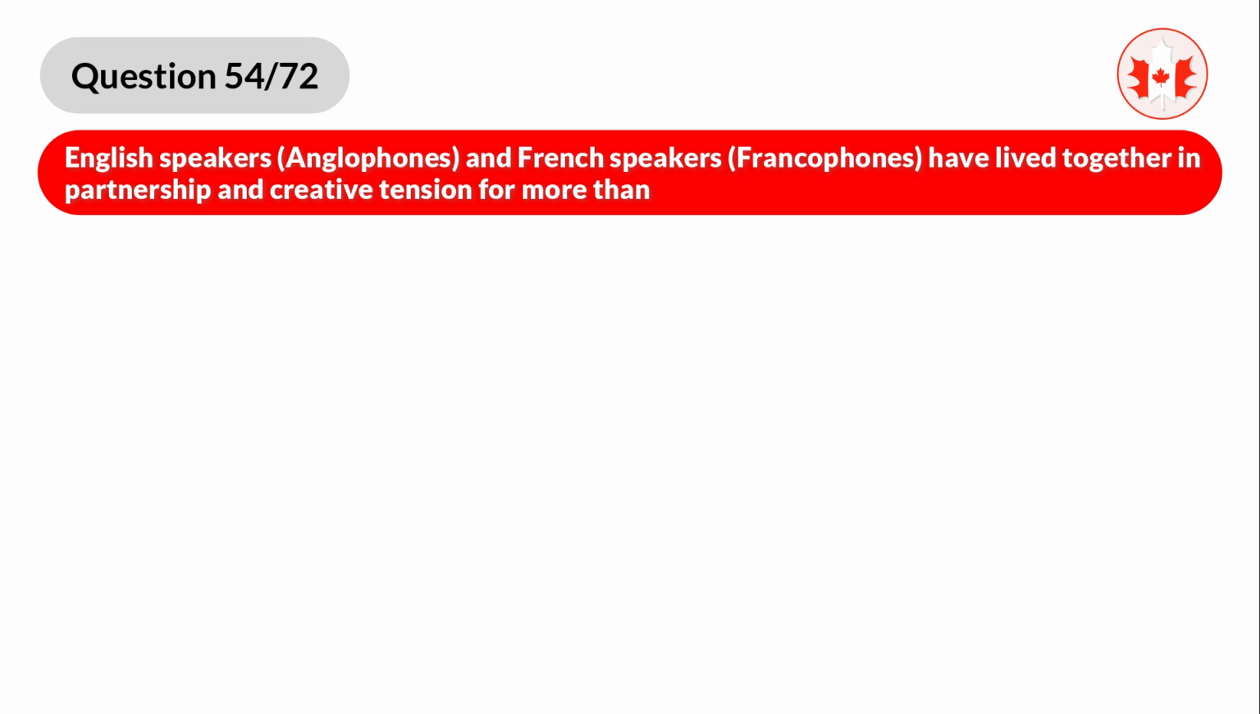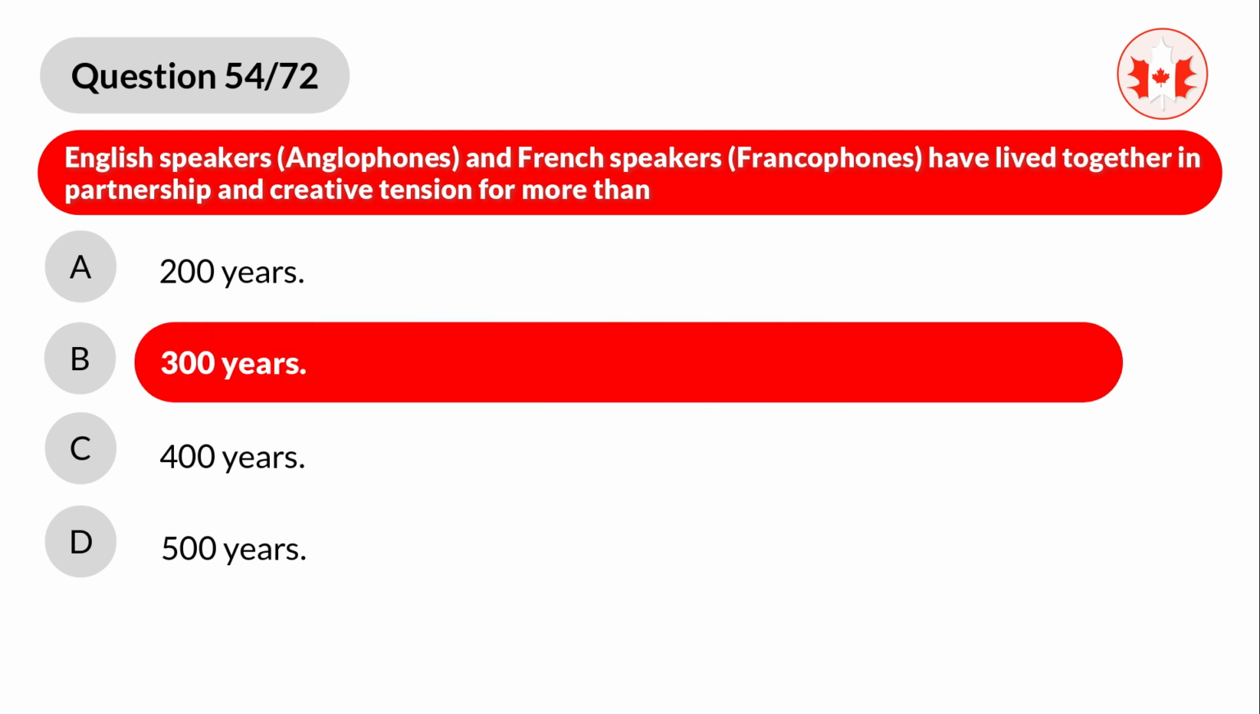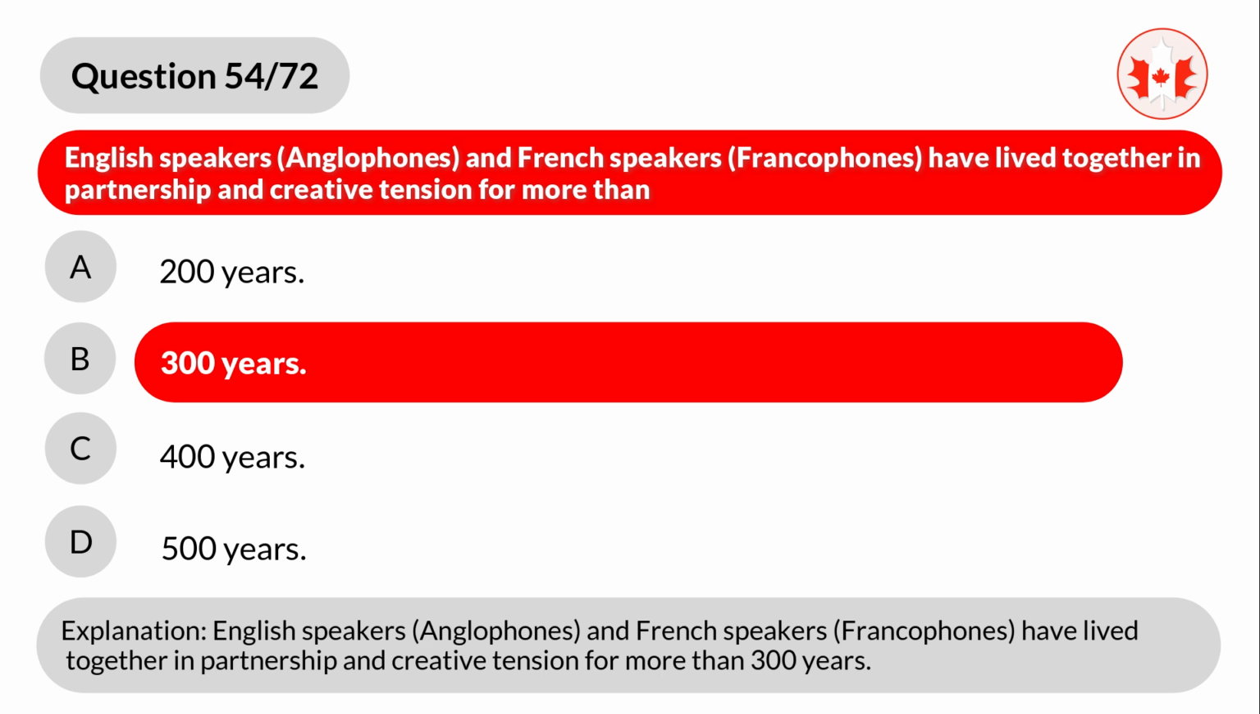Question 54. English speakers, Anglophones, and French speakers, Francophones, have lived together in partnership and creative tension for more than A. 200 years. B. 300 years. C. 400 years. D. 500 years. The correct answer is B. 300 years. Explanation: English speakers, Anglophones, and French speakers, Francophones, have lived together in partnership and creative tension for more than 300 years.